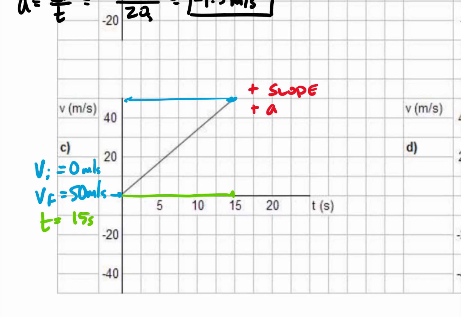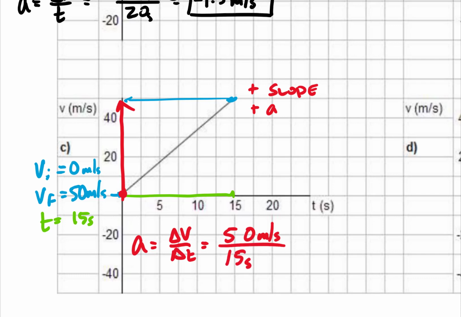So if we calculate the acceleration, that's the change in velocity over the change in time. So we start off at 0 and we go up to 50. That is a positive change in velocity. We've gained some speed. So that's 50 meters per second divided by the time of 15 seconds, giving me an acceleration of positive 3.3 meters per second squared. And it's a positive acceleration, which is what we expected with a positive slope.